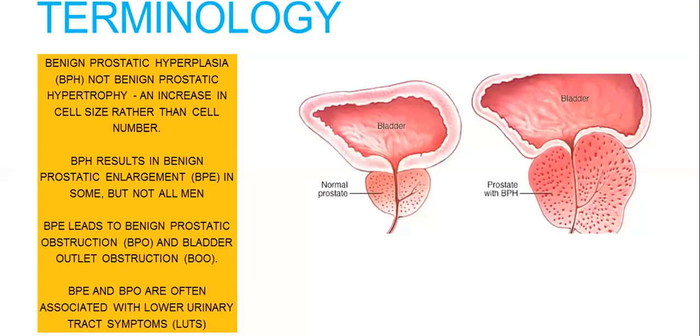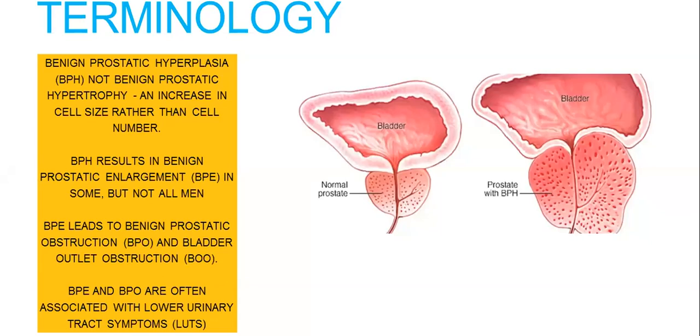So BPE or BPH is often confused with benign prostatic hypertrophy, which is an archaic term for BPH, describing an increase in cell size rather than the cell number. BPH is a term that should be reserved for the typical histological pattern which defines a disease. BPH results in benign prostatic enlargement in some but not all men, and this enlargement can in turn lead to benign prostatic obstruction or BPO and bladder outlet obstruction.